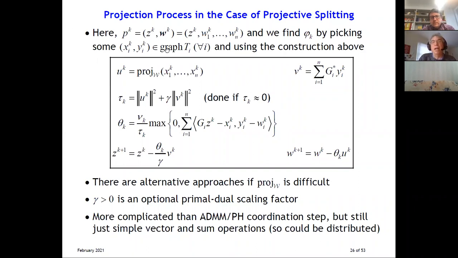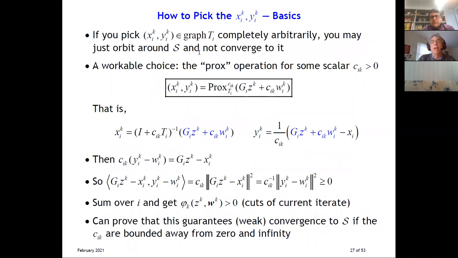So the question is, this is something you could do, but how do you pick these xi, yi in the graphs of the Ti's? How do you know which one to pick? If you pick them totally arbitrarily, you won't converge, you'll just orbit. I mean, you won't get any farther from the solution set, but you won't necessarily converge to it either. So it turns out one thing you can do is the prox operation. Now I write this prox with a capital P, which is not standard, but basically I take this specific quantity here and I just apply the resolvent of Ti to it with some step size cik.